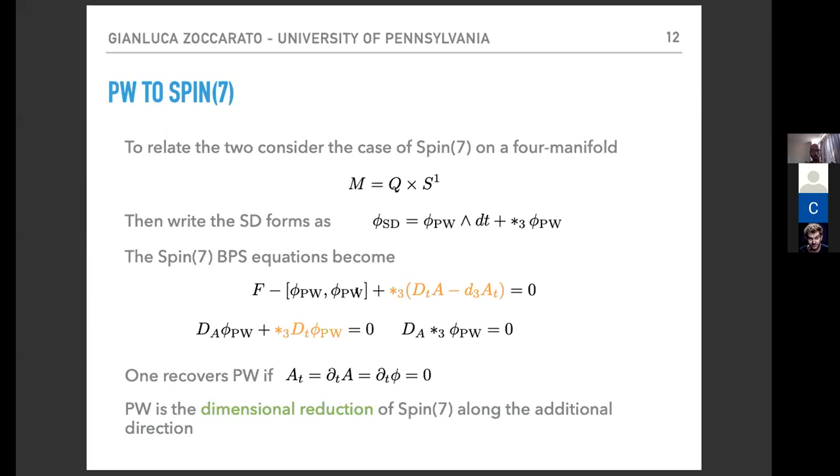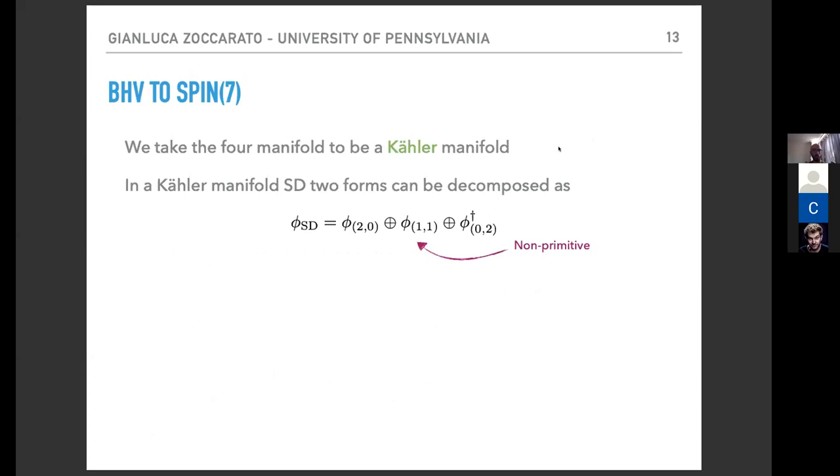The other case that we'll discuss is the BHV to spin 7. In this case, you need to take the 4 manifold to be a Kähler manifold. And you can use the Hodge decomposition to write the self-dual 2 form as a 2,0 form, its conjugate, which is a 0,2 form, and a non primitive form that is of Hodge type 1,1.